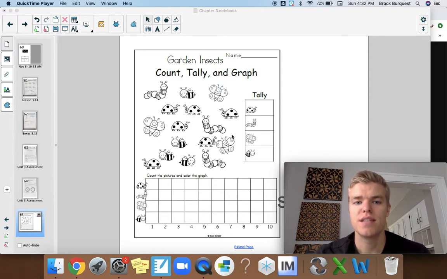Hey first graders, today we're going to do a quick activity about data and graphing. Doing these kinds of things, learning how to graph, can help you understand data or understand numbers a lot better. Okay, so let's get started.